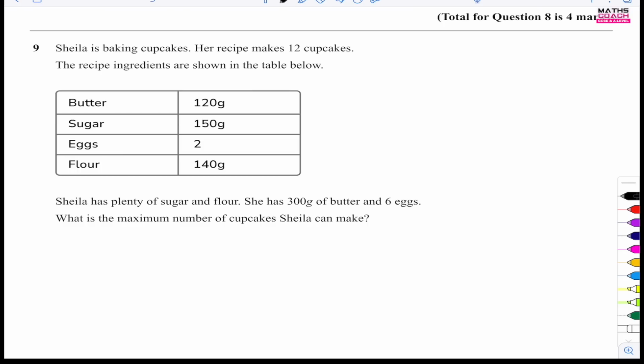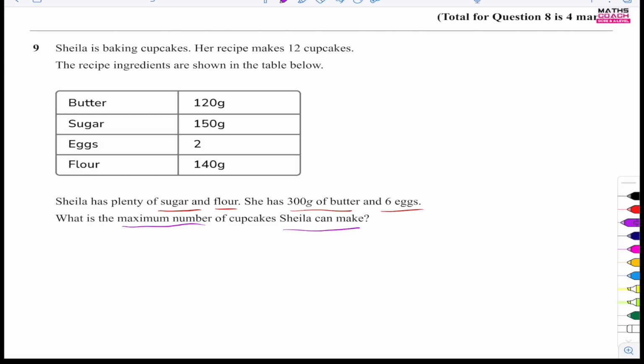Question 9, Sheila is baking cupcakes. Her recipe makes 12 cupcakes, and it gives you all the ingredients and their measurements next to it. Sheila has plenty of sugar and flour, but she has only 300 grams of butter and 6 eggs. Well, the only isn't there, but I added it just to emphasize it for you. What's the maximum number of cupcakes that Sheila can make?